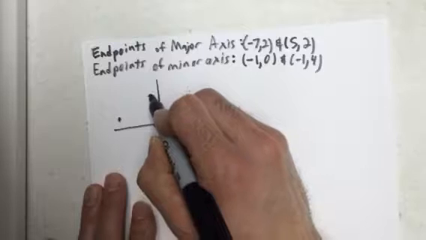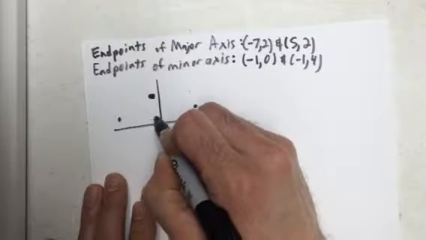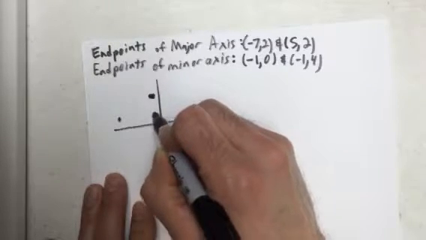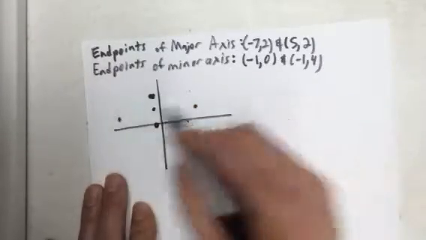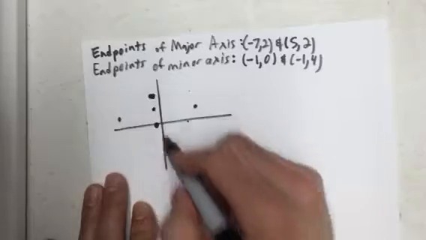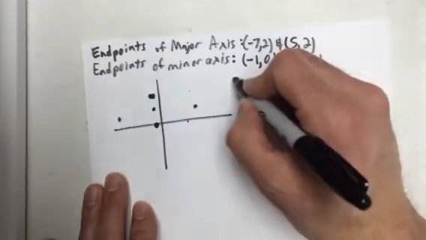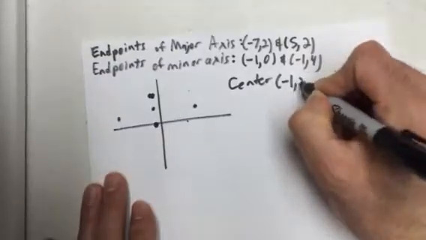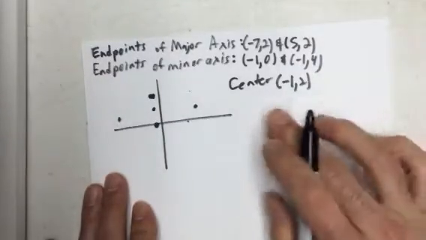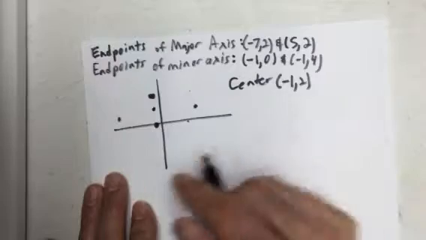Okay, so from this we can already tell where the center is going to be. The center has got to have an x value of -1 and a y value of 2, because that's right in the center of where the major and minor axes come together. So we can already tell that the center has got to be at -1, 2. Not something they made us write down, but something that's really helpful for us to do.